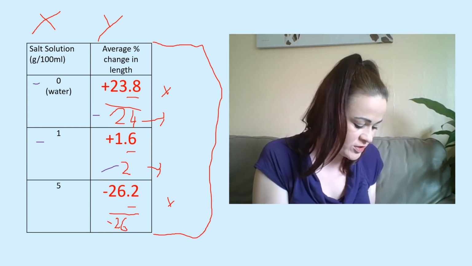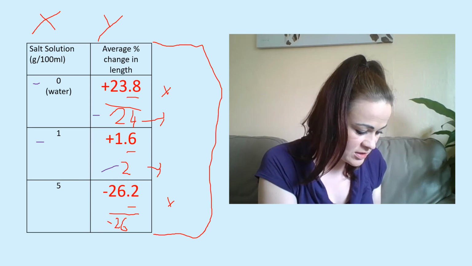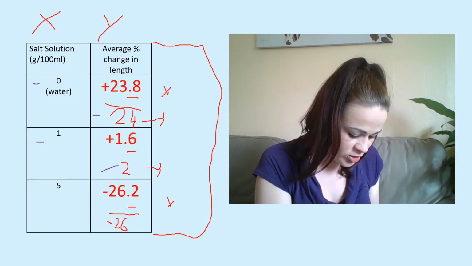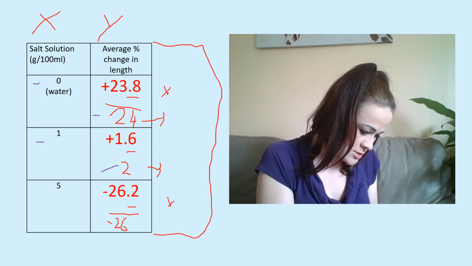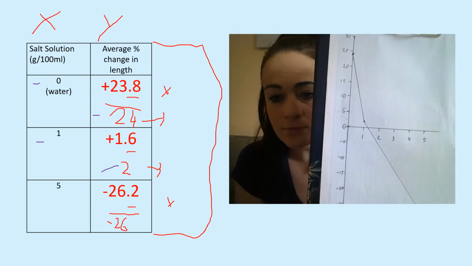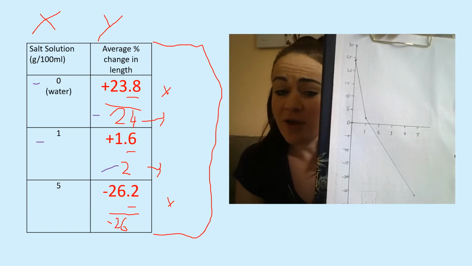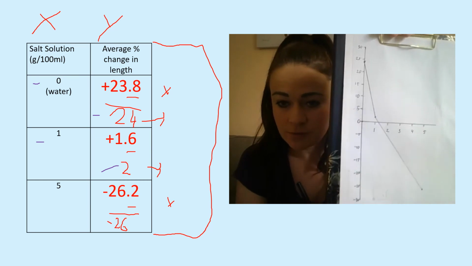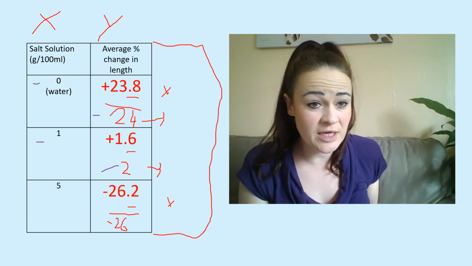So it's going to go from the 0 to the 1, and then the 1 cross is going to go straight over to the 5 cross. And my graph looks like this. Yay! However, I have not finished because I need to put my labels in.